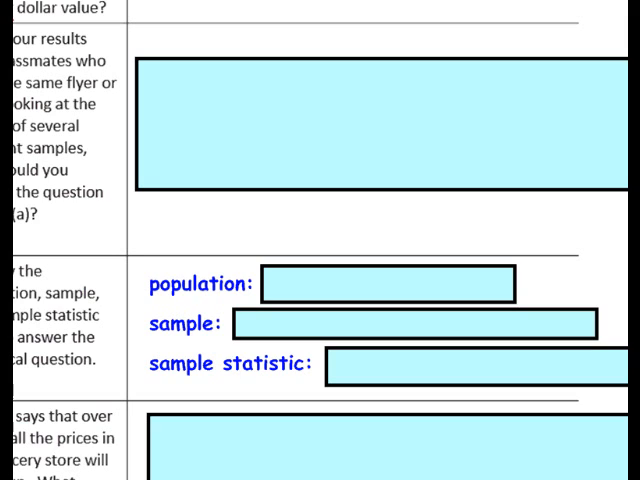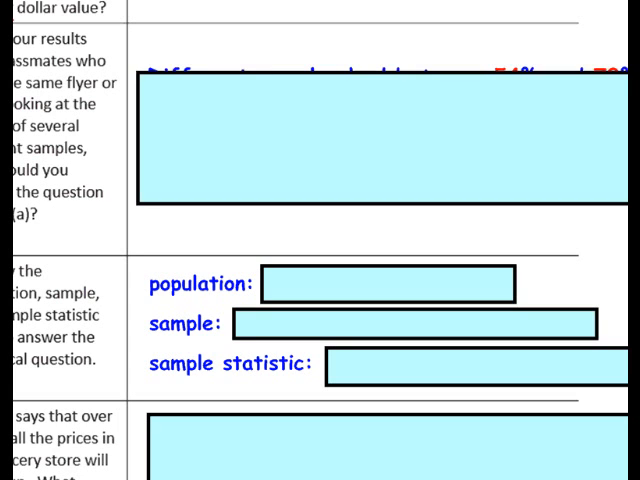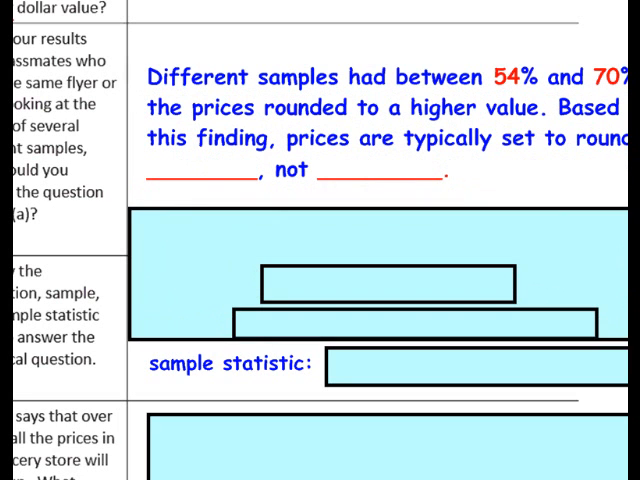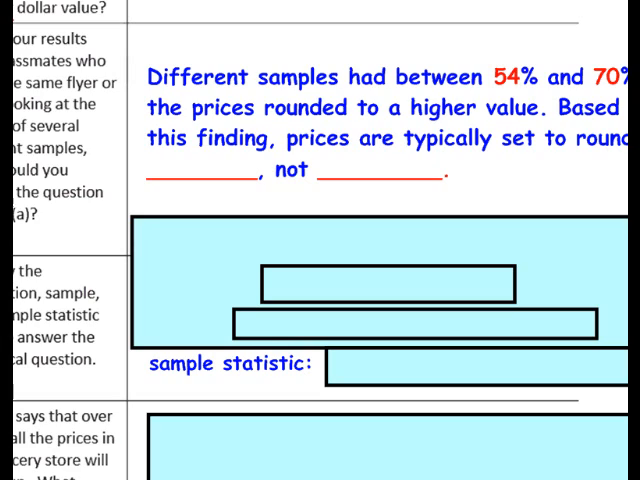Share your results with classmates who use the same flyer or ads. Looking at the results of several different samples, how would you answer the question in Part A? So I polled 32 students, and those samples were between 54% and 70% of the prices that were rounded to a higher value. And notice that these are also more than half of the prices rounded up. Based on this finding, prices are typically set to round up, not down.